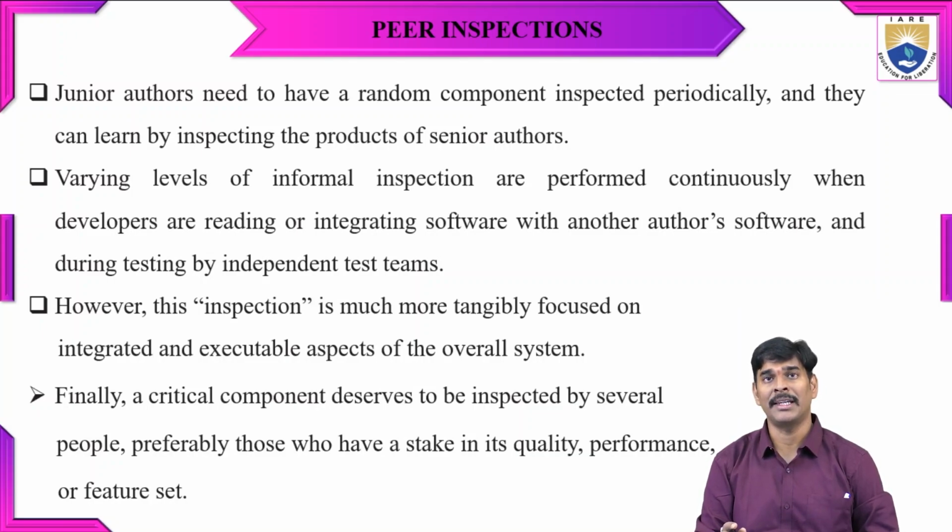These inspections can be done in different ways. This can be informal, or we can call it formal, or sometimes continuous inspections will be there. Informal inspections can be done without informing the junior members. So this is where the developers read or integrate the software with other software. During this test, independent testing teams will be there. They're going to scrutinize each and every product or inspection of the junior members.